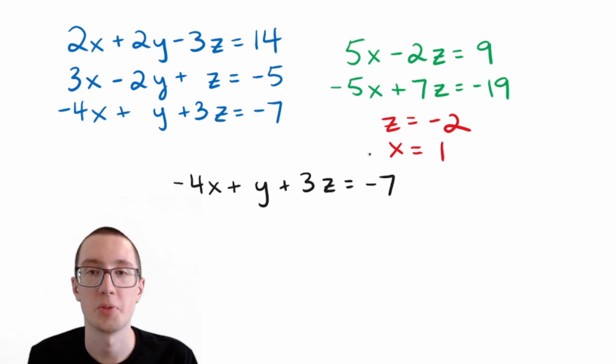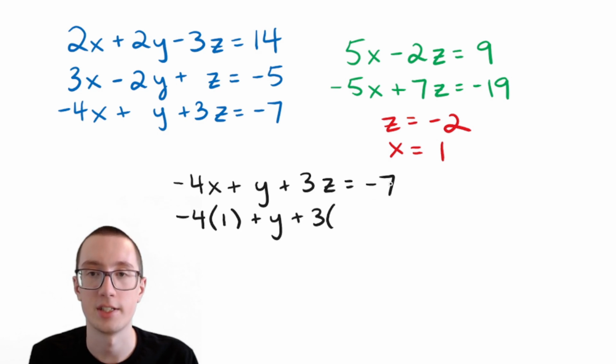All right, so let's go ahead and replace these letters with what we know. So negative 4 times, and x is 1. We don't know what y is yet. That's what we're trying to solve for. And then 3 times z is negative 2. And that's equal to negative 7.